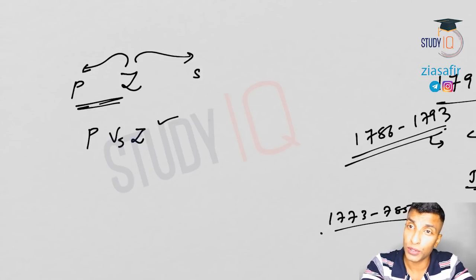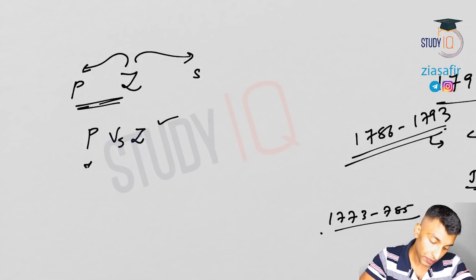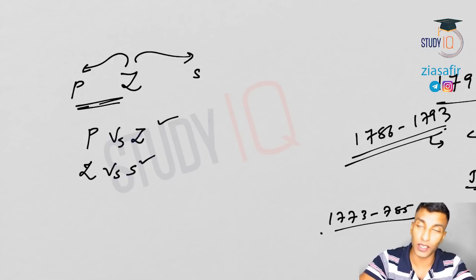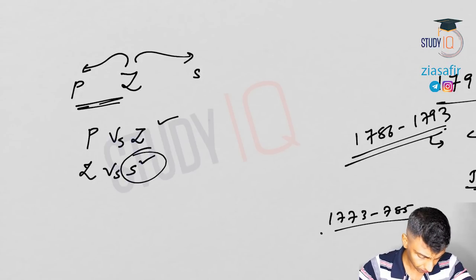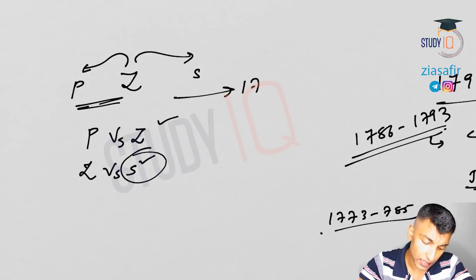Similarly, when it comes to state and Zamindar, this ownership of the Zamindar is not absolute. It is between peasant and Zamindar. When it comes to Zamindar versus state, who is the owner? The state is the owner. That means the state can evict the Zamindar if the Zamindar is not able to pay the tax in time. So that's the concept of ownership. And there was a law passed in 1794 known as the Sunset Law.